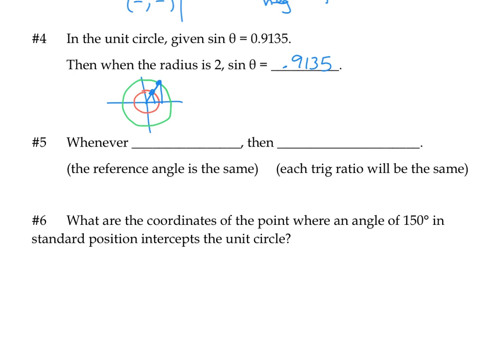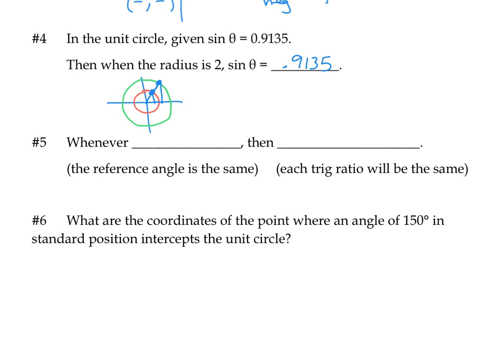It'll just change whether it's positive or negative in the different quadrants. Okay, so when a reference angle is the same, each trig ratio will be the same. That is one of the biggest things you can know from this material that we're working on: when the reference angle is the same, the trig ratio will be the same, which is why we say if you understand quadrant 1, you understand the whole unit circle.